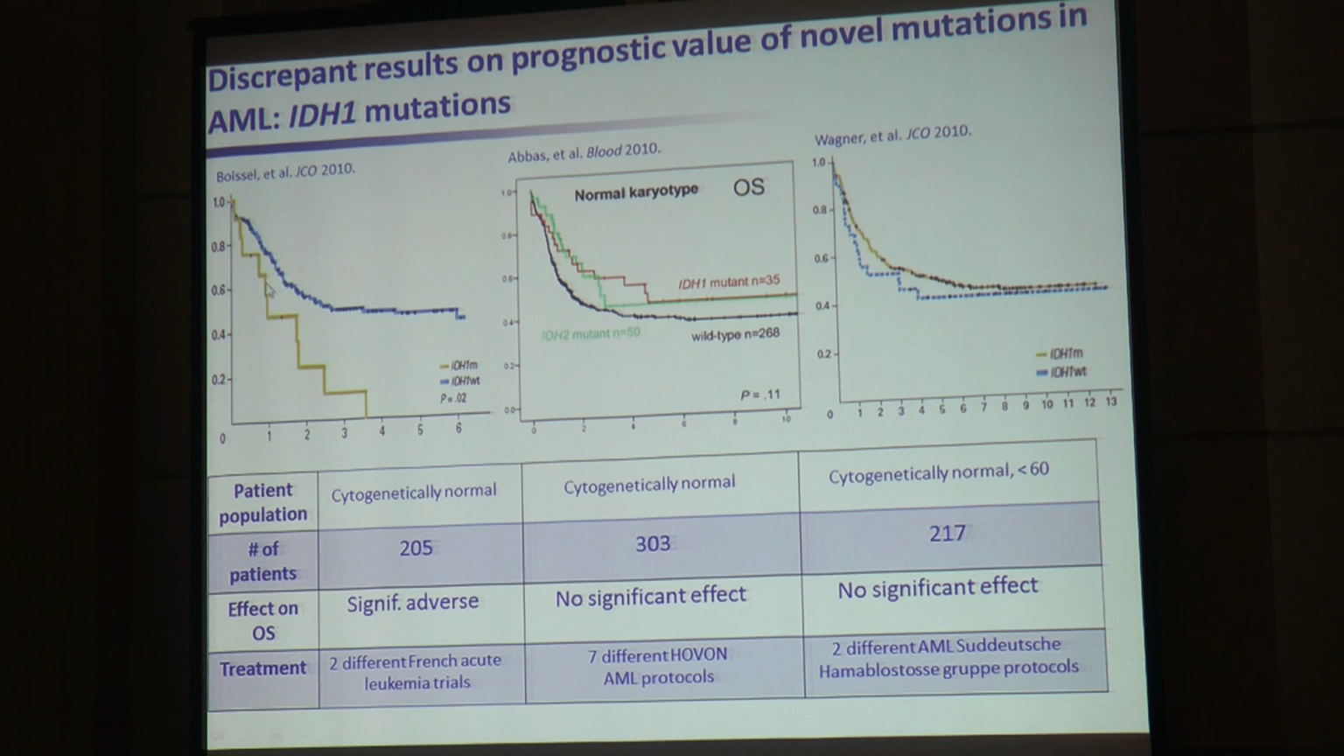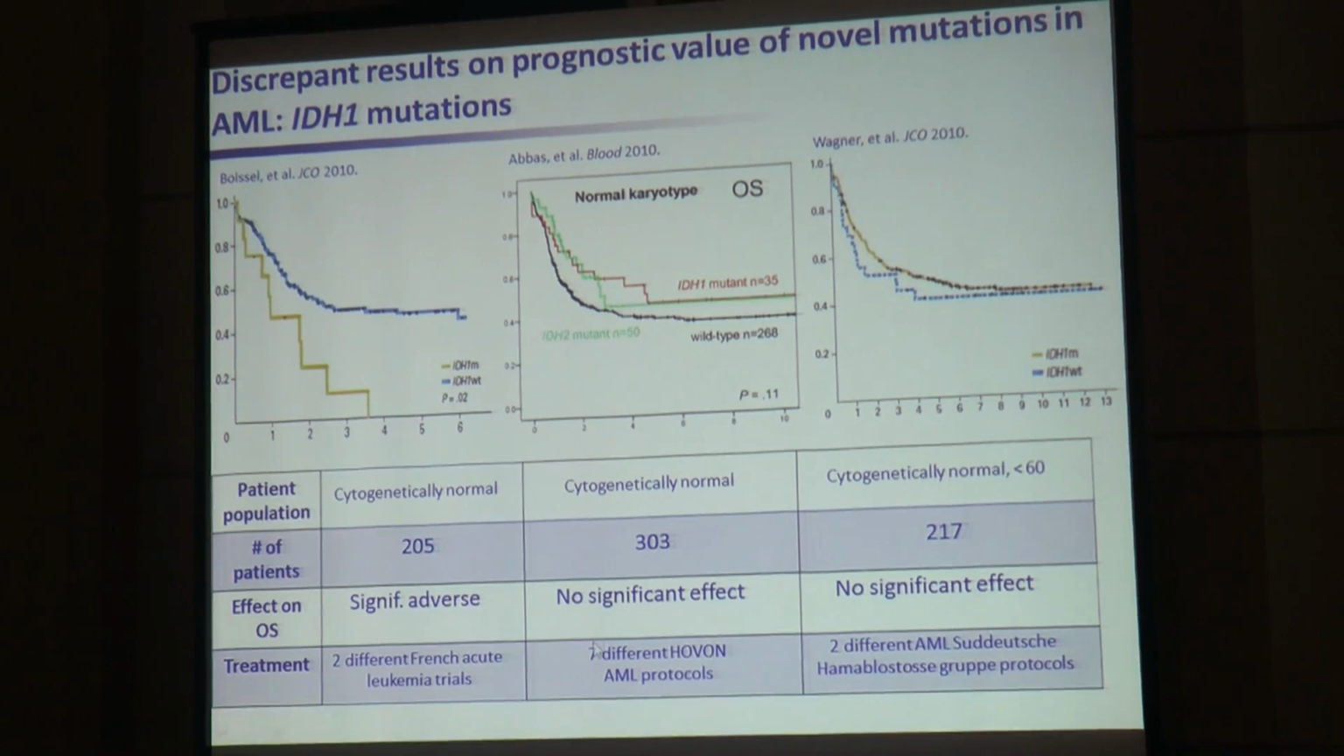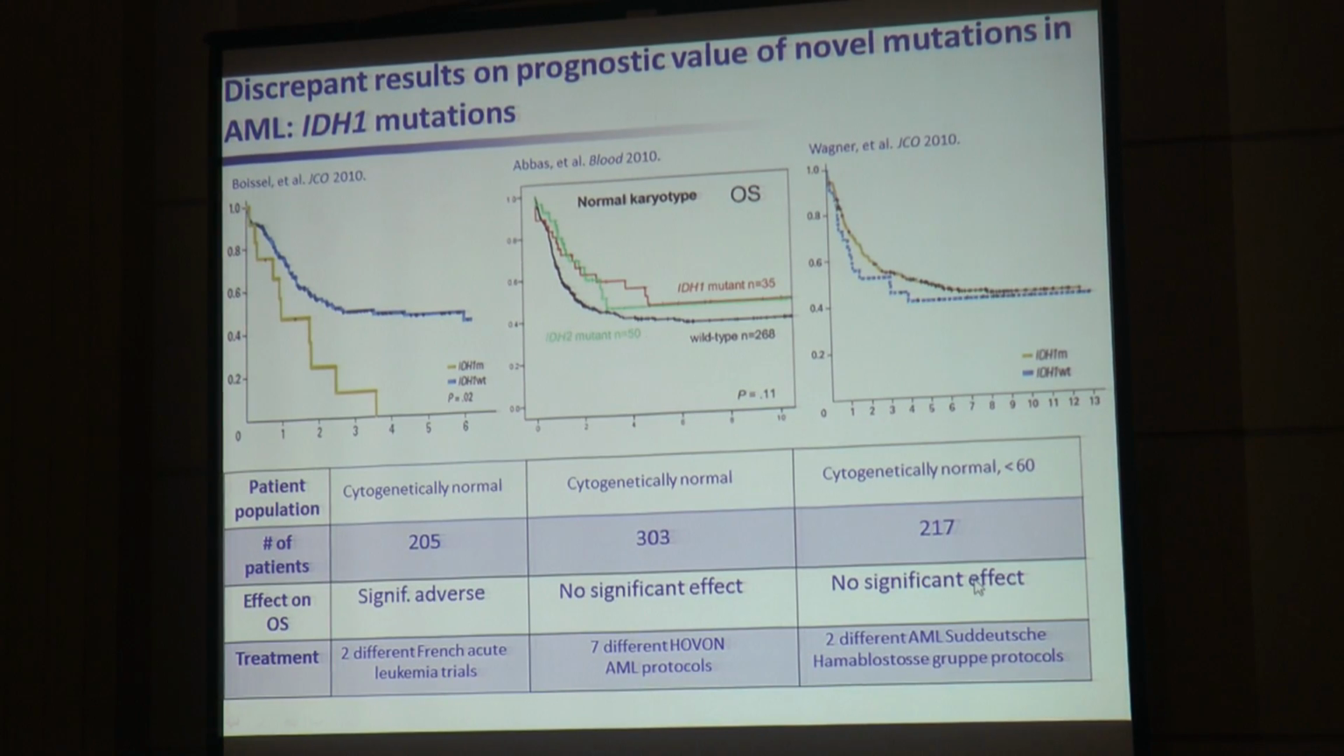they actually had different results. This study showed that IDH1 mutations conferred adverse prognosis in normal karyotype AML, whereas these other 2 studies did not find the same results. They were all large, at least 200 patients each, but I think there are a lot of differences between them. The first is the treatments administered between the 3 studies was different. The study populations were also very different.